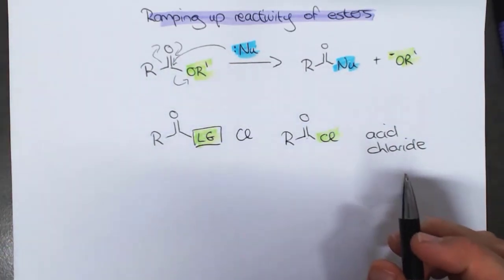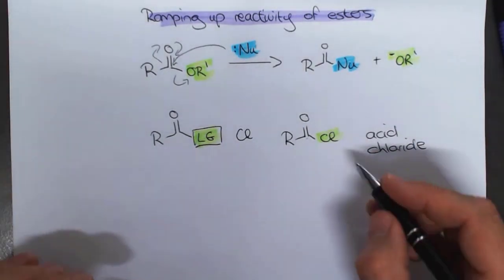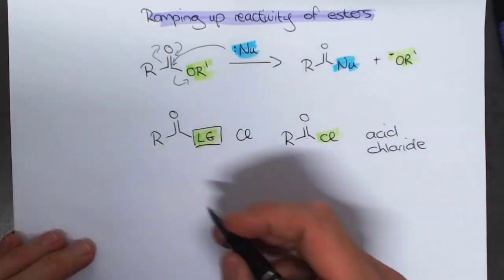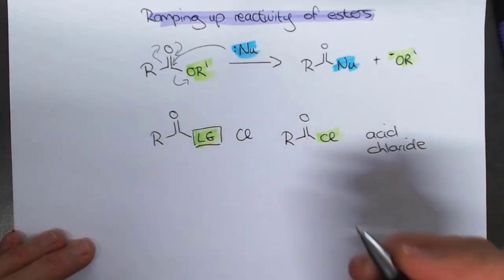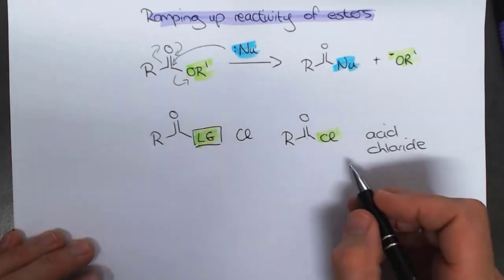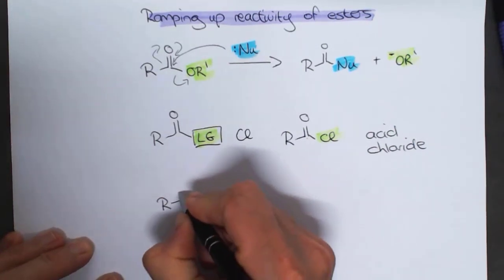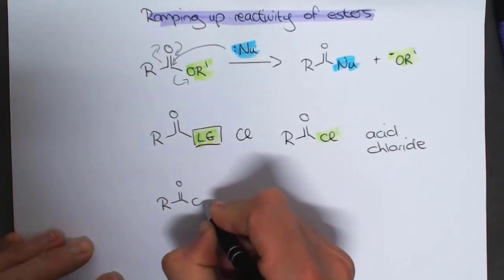So let's watch what will happen. And the beauty of this type of reaction using an acid chloride is that we can use now very, very weak nucleophiles. In fact, just a simple alcohol is good enough to react with an acid chloride. So let's take an example and watch the mechanism of this to see how this occurs.